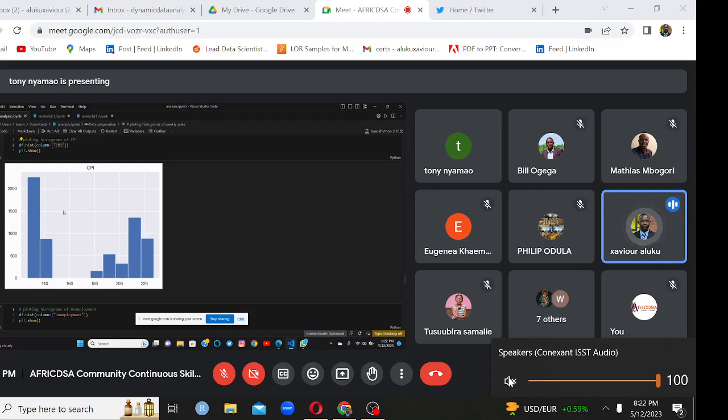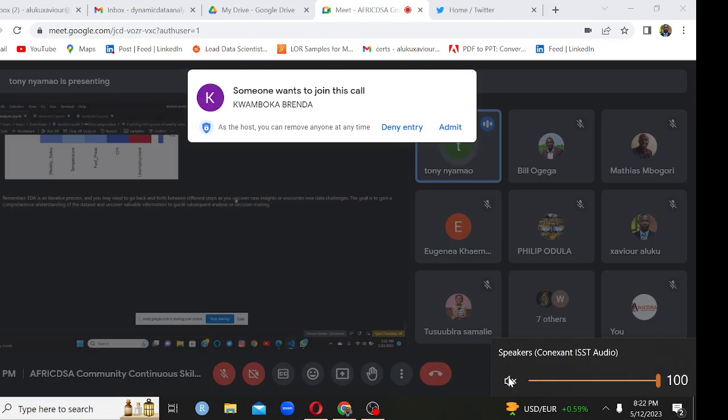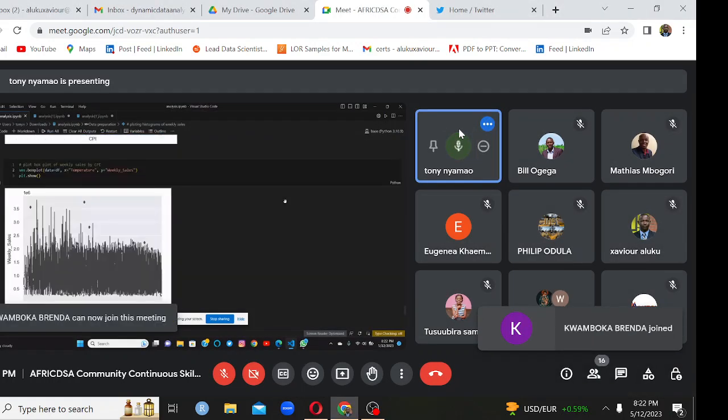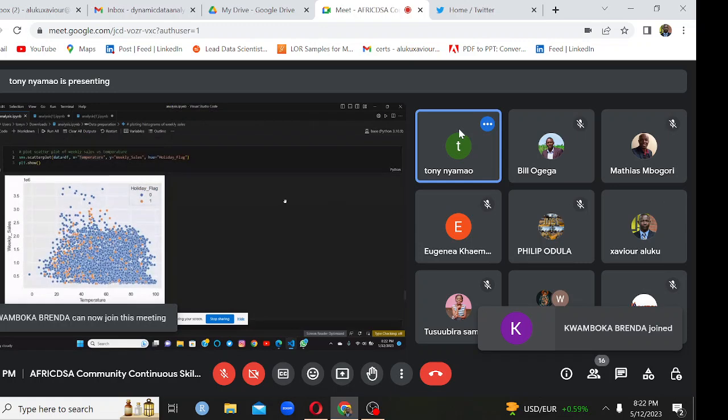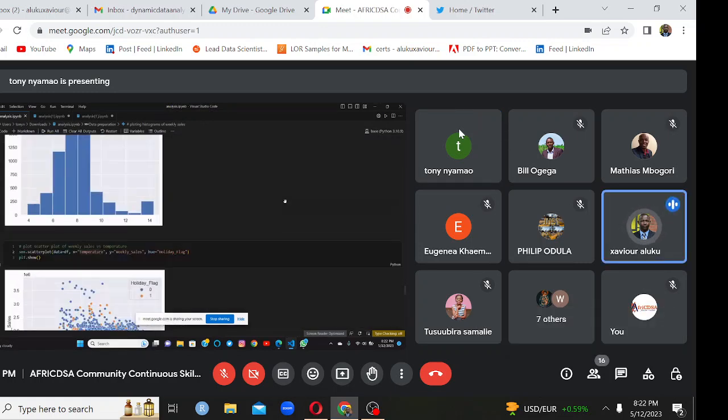Yes, Tony. That's why at the end of it, I had said that remember it is an iterative process, that you may need to go back and forth between different steps as you uncover new insights. Thank you. Go to the scatter plot. We go now to the scatter plot.